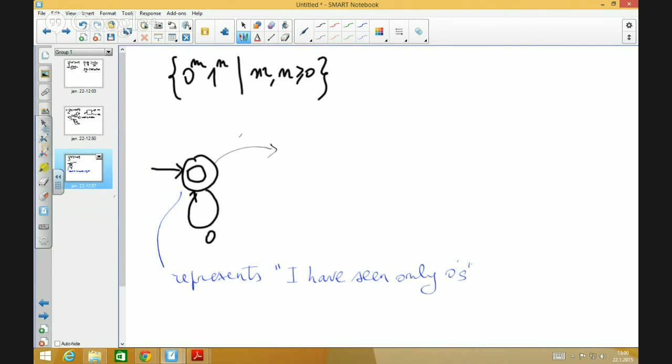Oh, lovely. Okay, now I go to a new state. What kind of state is this? Should it be an accept state or not? One of your colleagues is saying, yes, it should be an accept state, and it has to be. Why? Because I can reach it by seeing any number of zeros followed by a 1. And any number of zeros followed by a 1 is legal. So this should be an accept state.